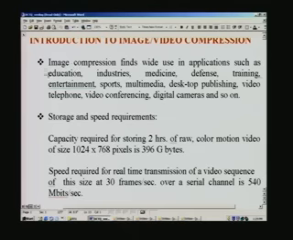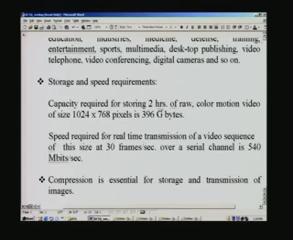The differentiation between image and video is that an image always refers to a still picture, whereas a video is a series of such pictures, one different from the other only by a slight amount, depending upon the actual motion involved in the video. For raw video, let us say 2 hours of color motion picture of very high resolution, say 1024 by 768 pixels, you need very high storage, of the order of 396 gigabytes, and also much higher bandwidth requirements.